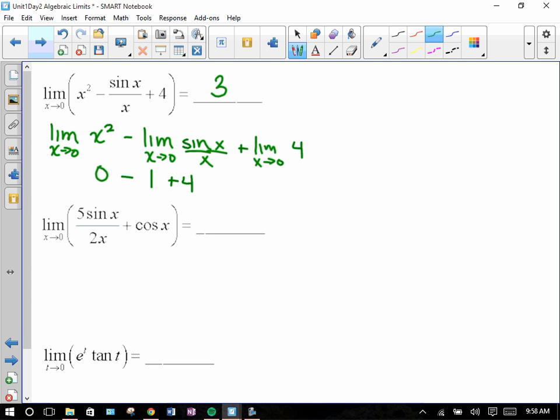That one's pretty easy. You could do this when you have something like x squared plus 4x plus 5, you can break it up if you really want to, but you don't have to because you can just plug it in. However, this one looks a little bit more challenging. The limit as x approaches 0 of 5 sine x over 2x plus cosine x. Okay? What do you guys see in this?